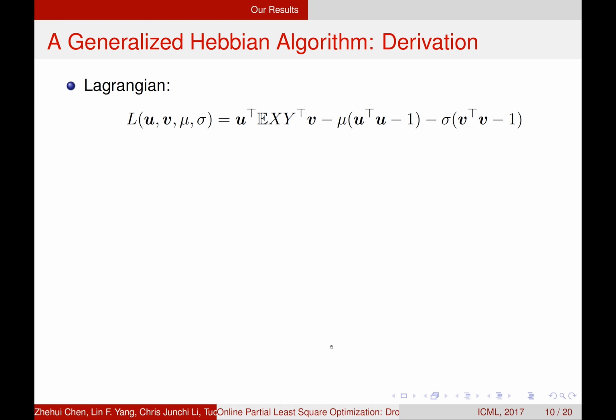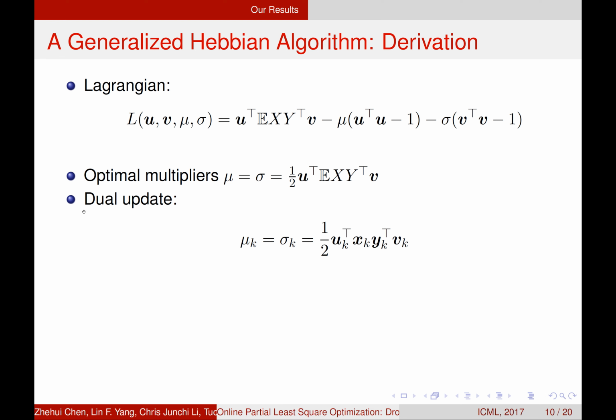First of all, this algorithm is actually a special case of the generalized Hebbian algorithm. Here's the derivation. First, write down the Lagrangian for this optimization problem. Introduce mu and sigma as multipliers. The KKT condition tells us the optimal multipliers should be mu equal to sigma equal to 1/2 times u transpose times the covariance matrix times v. So based on this, we take a dual update. We want to solve this saddle point problem for L.